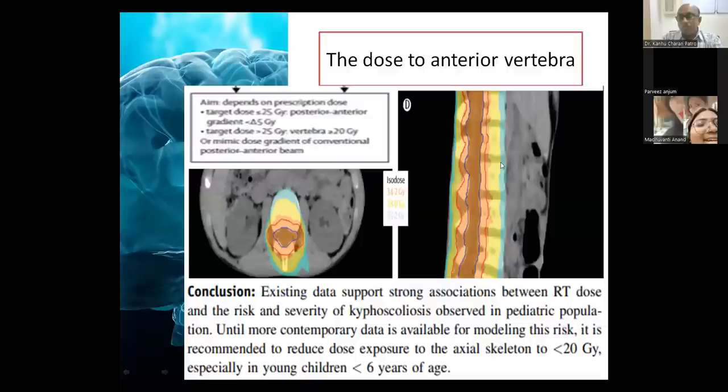from the SIOP guidelines. If you have a VMAT plan or IMRT plan, don't abruptly stop the dose, because there will be scoliosis in future. At least for the vertebra, if you are giving 35 gray, the anterior vertebra should get 20 gray. If you are giving 23 gray, at least keep the vertebral dose till 18 gray.